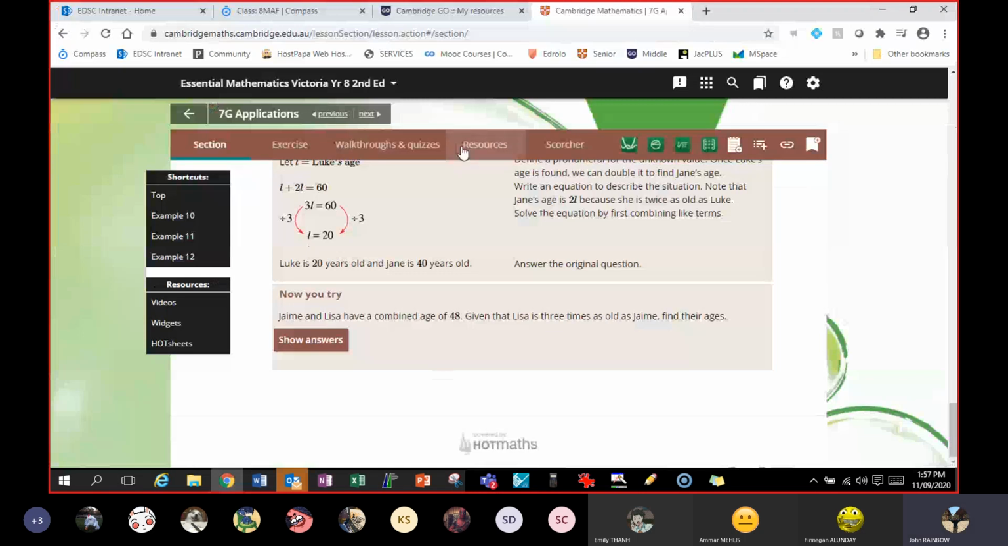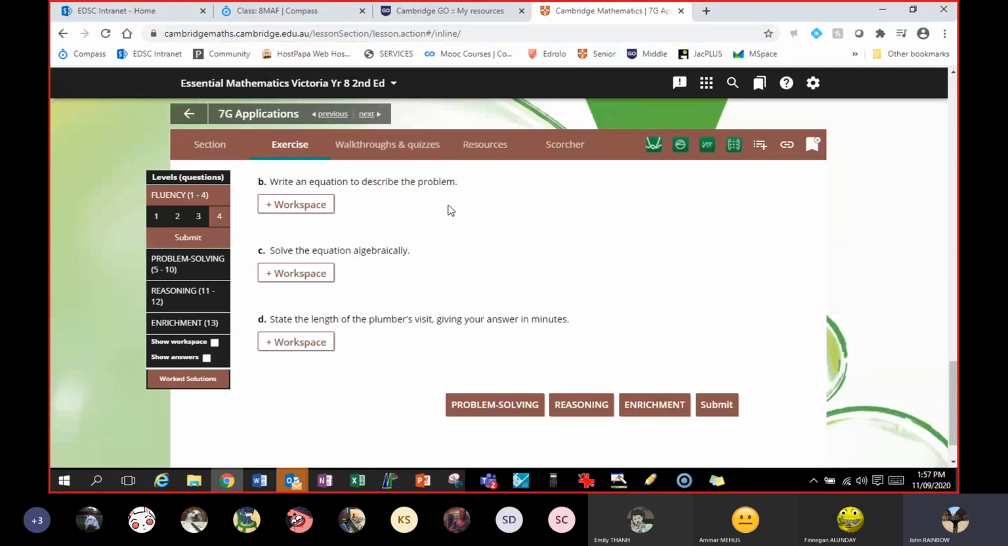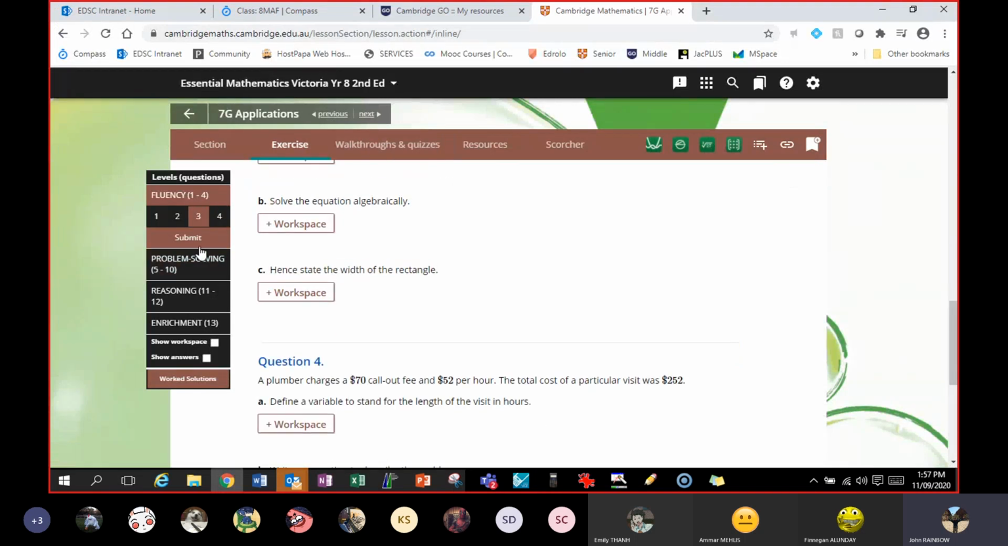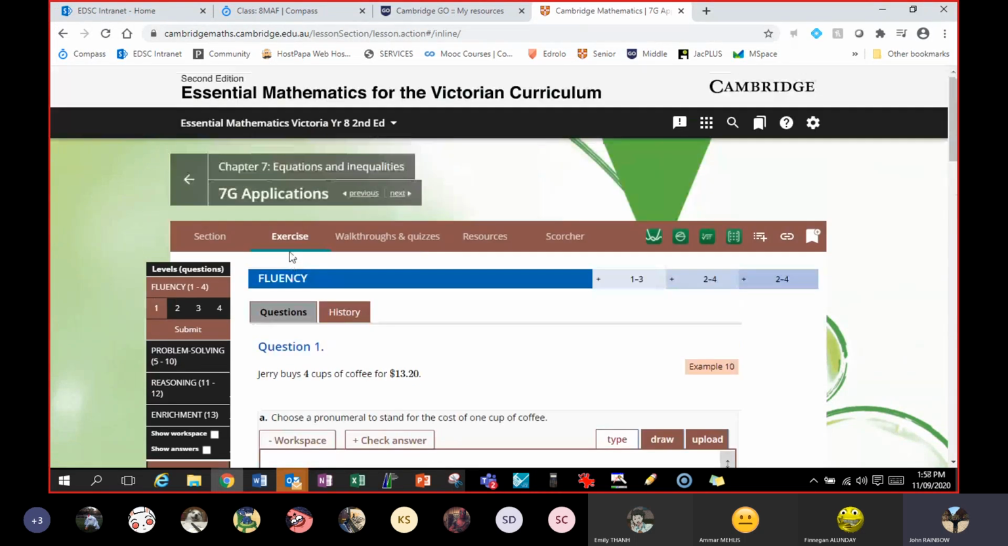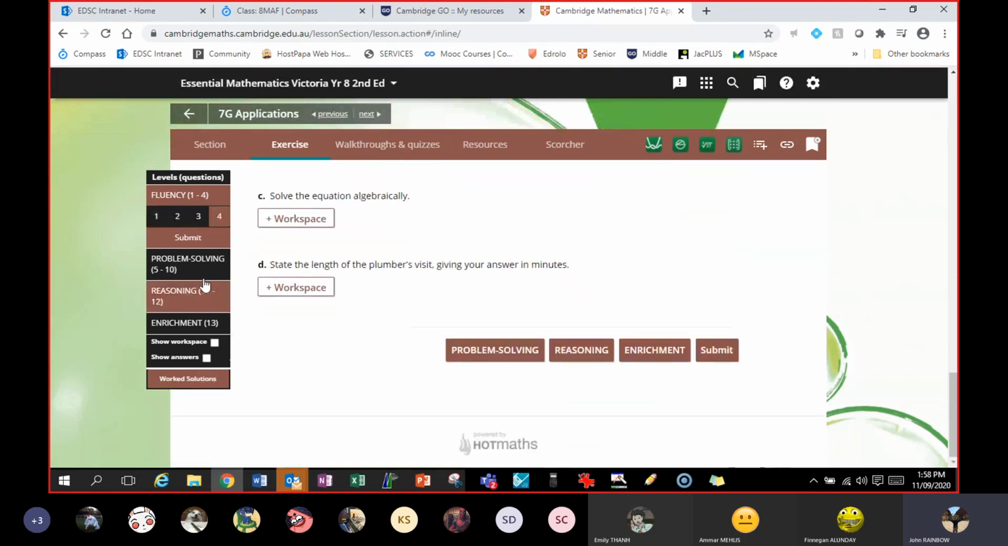So that's those ones. If you can just give me a bit of an indication, what I'd like you to do is, obviously, if you haven't finished off the previous subchapter, please go back and finish the fluency and problem solving. Really what I'd like you to do here is actually complete every question. So 1 through to 10. Have a go at all of those.